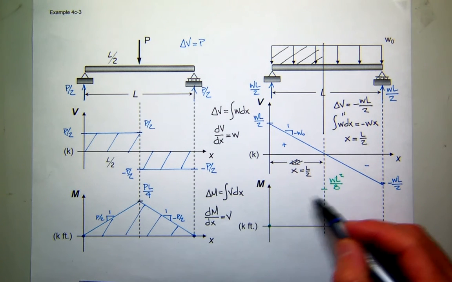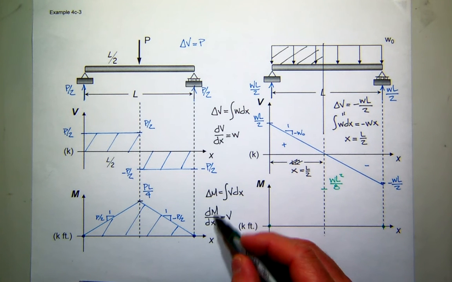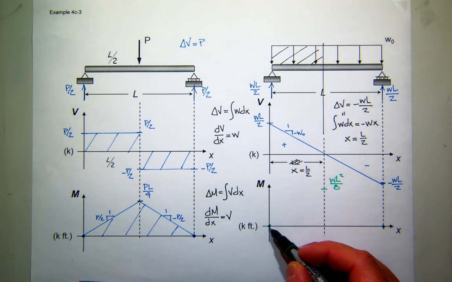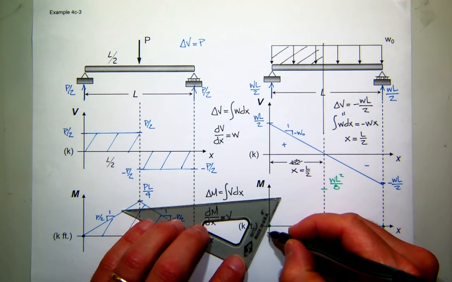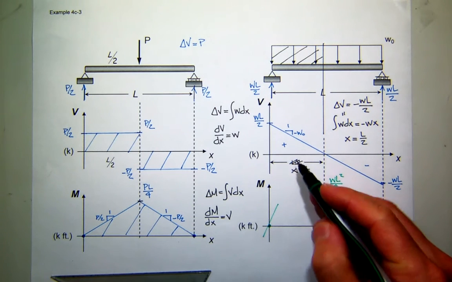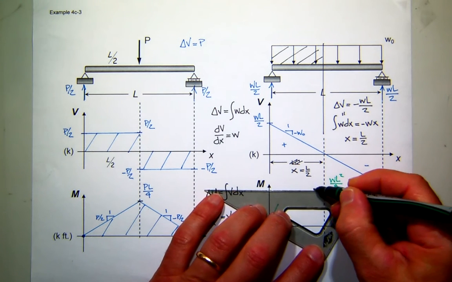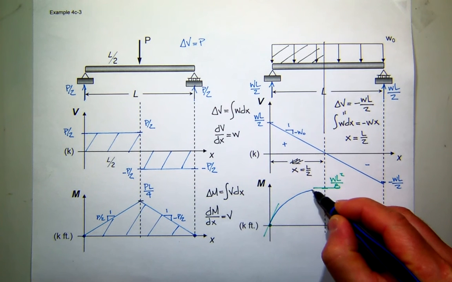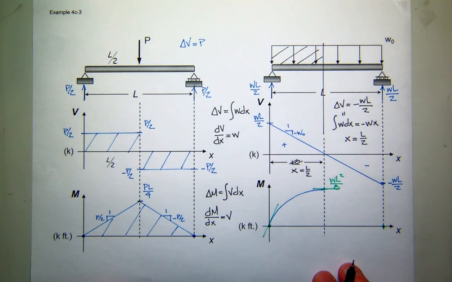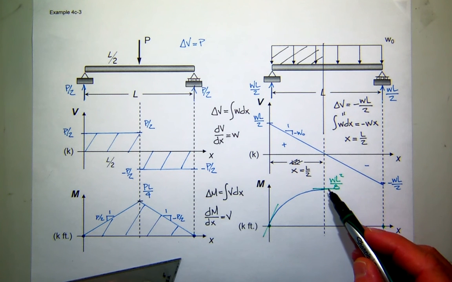What's the shape of my curve? Well, the slope of my moment diagram is equal to the shear. What's the value of the shear right here? It's positive. So I'm going to draw a big positive slope. It decreases to a slope of 0. Here's a 0 slope. What kind of curve fits that? Now, I know I'm at WL squared over 8 positive.